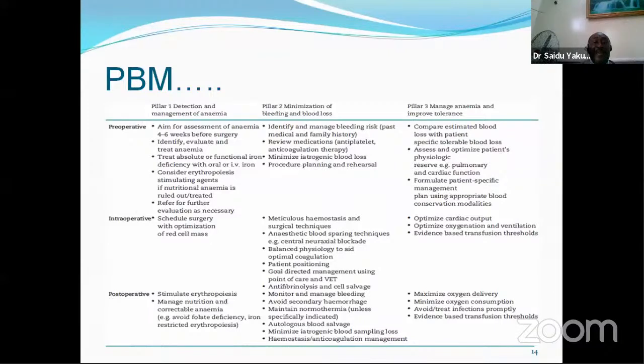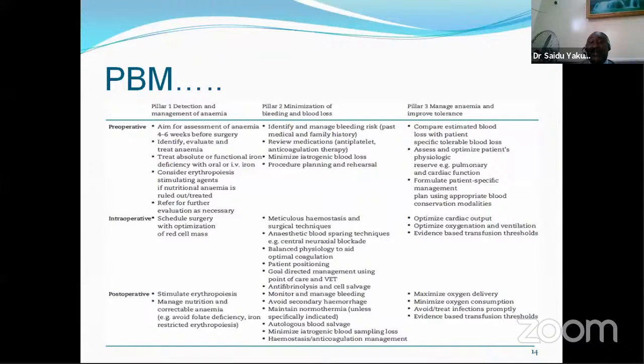Preoperatively, one should aim for assessment of anemia 4 to 6 weeks before surgery. That way, one will be able to administer iron to build up the blood. One should also identify and treat the anemia, treat absolute or functional iron deficiency with oral iron or IV iron, and consider erythropoiesis stimulating agents. The second pillar, preoperatively, one could identify and manage bleeding risks, and then review medication that the patient is taking. Is the patient taking antiplatelet or anticoagulants?